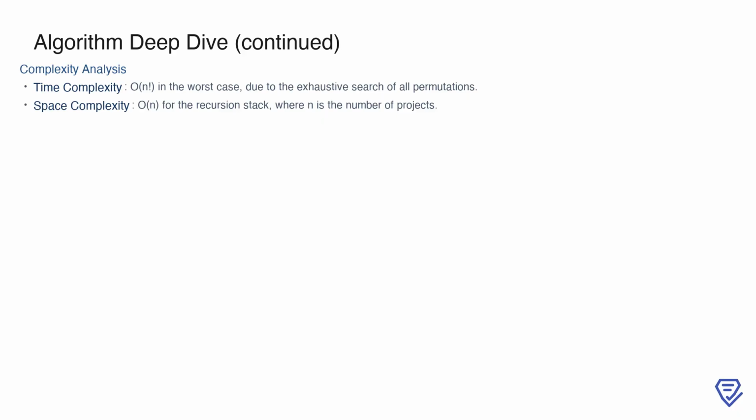The space complexity, on the other hand, is O(n), which arises from the recursive call stack. Here, n represents the number of projects, and the stack depth corresponds to the maximum number of recursive calls, which is equal to the number of weeks worked in the worst case. While this approach guarantees correctness due to its exhaustive nature, its factorial time complexity makes it impractical for large inputs, highlighting the need for further optimizations in real-world scenarios.